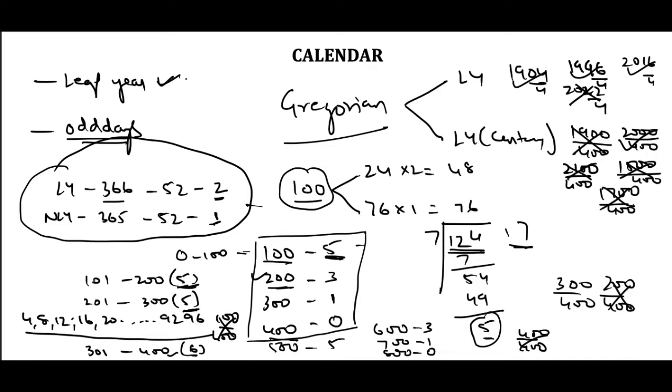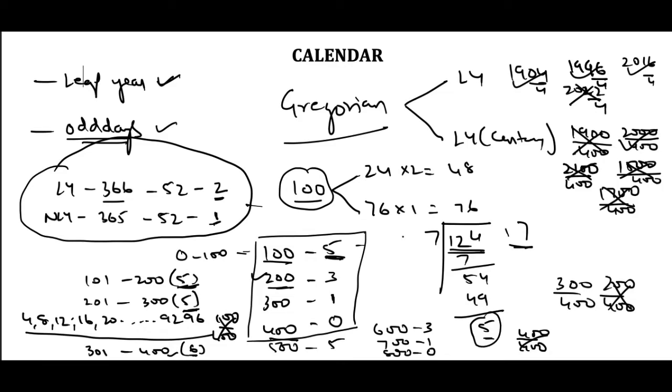Secondly, a leap year is distinguished in 2 ways: in a normal year, the last 2 digits are divisible by 4, and in a century year, the whole value is divisible by 400. And for odd days, we divide by 7 and the remainder is the odd days, because odd days means converting the number of days into weeks; the extra days which cannot make a week are odd days.